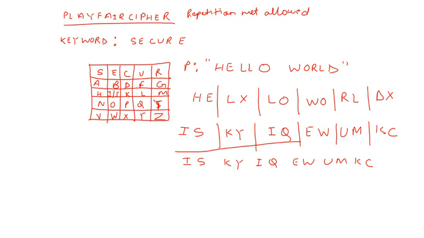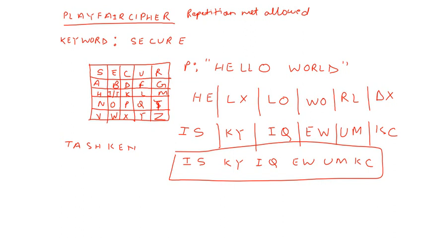Similarly, let's say a simple word, Tashkent. Now let's say we need to encrypt this Tashkent using the same key secure and Playfair cipher. What we are going to do is simply divide it into groups of two letters. So it will be TA, SH, KE, NT.